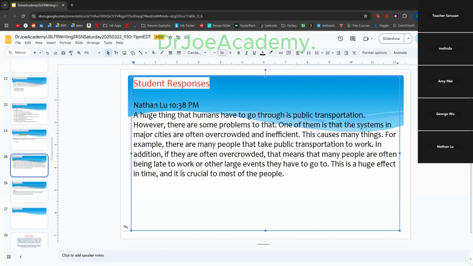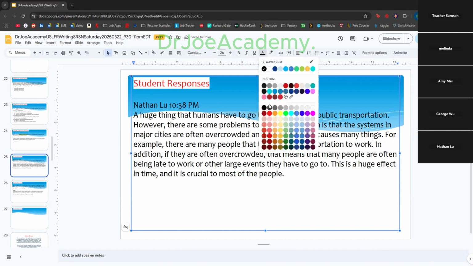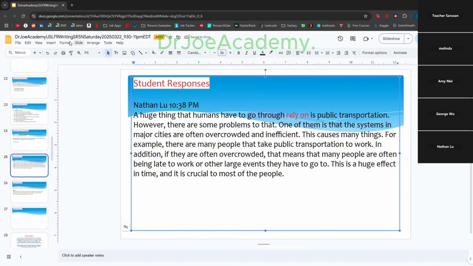All right, so nicely done. We provide a good point in there about some realistic applications of this, like people being late for work or events. Let's check this out. So a huge thing that humans have to go through is public transportation. So instead of saying have to go through, let's say have to rely on. The huge thing that humans have to rely on is public transportation. However, there are some problems to that. One of them is that the systems in major cities are often overcrowded and inefficient.